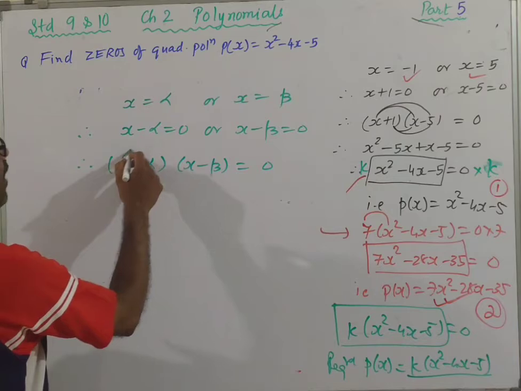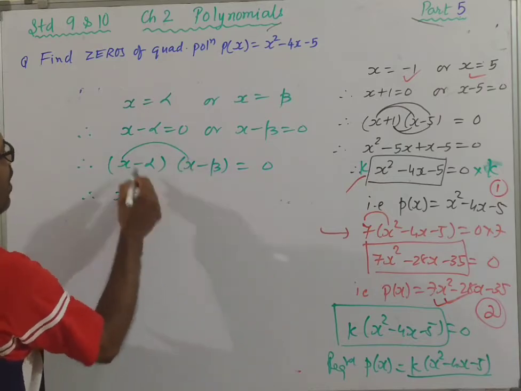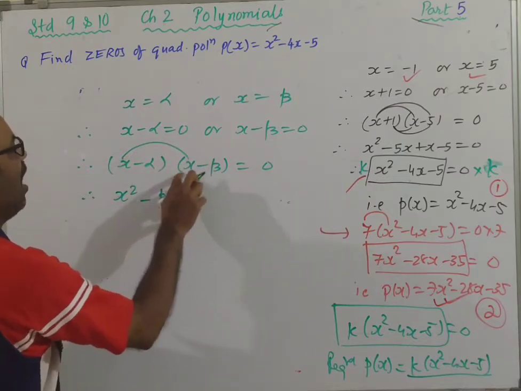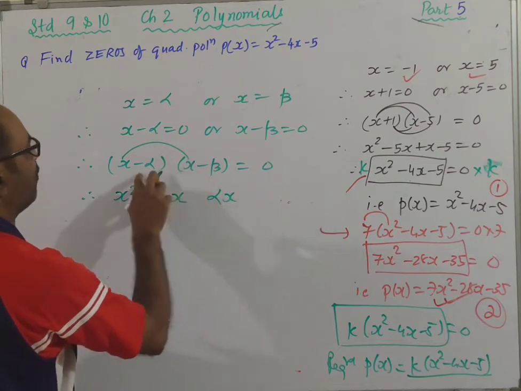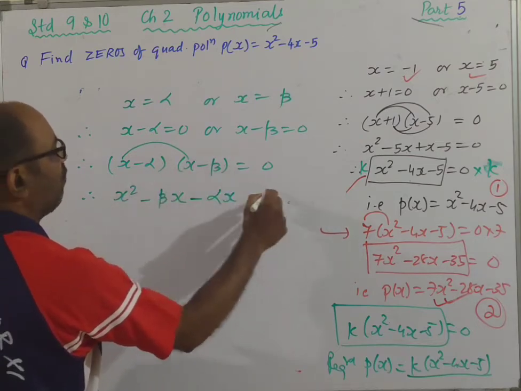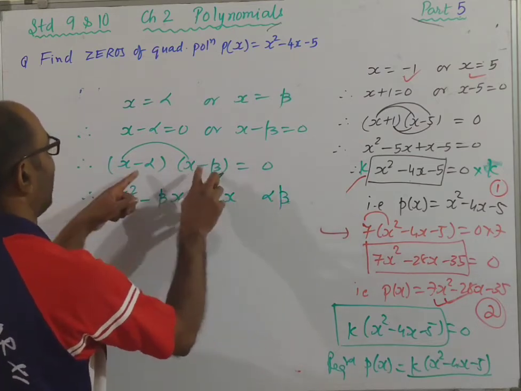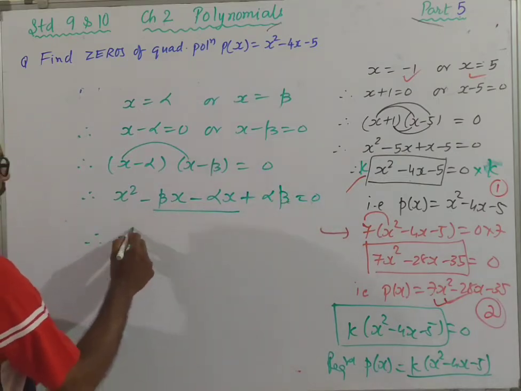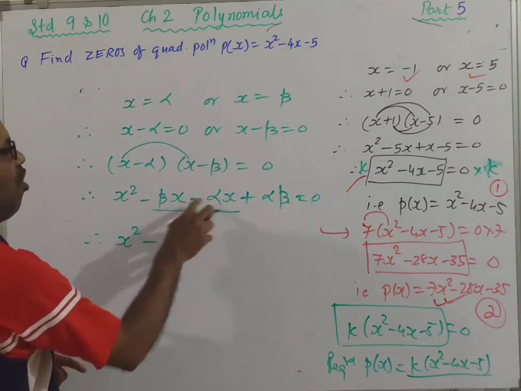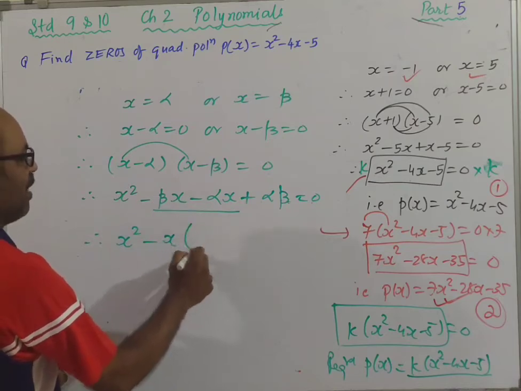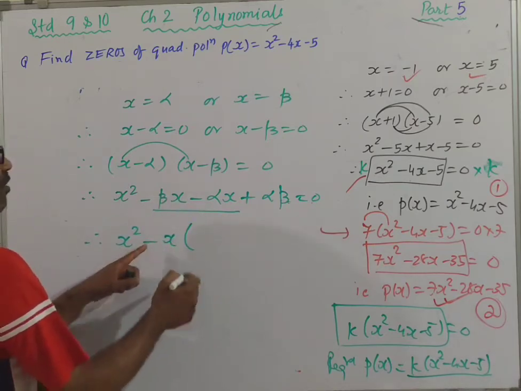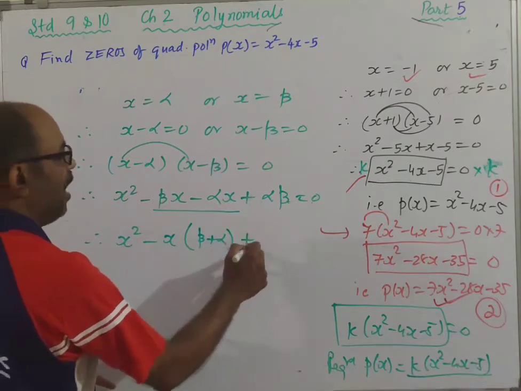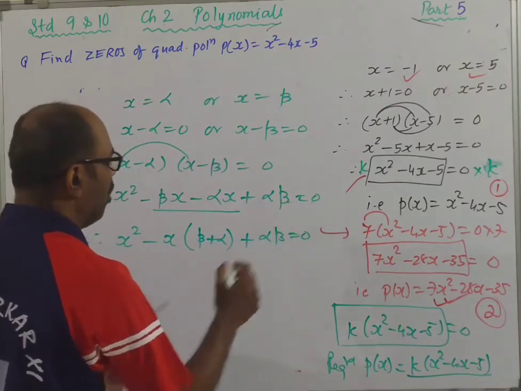Let's expand this. x into x, x square. x into beta, beta x with different signs, minus. Alpha into x, alpha x with different signs, minus. Alpha into beta, alpha beta, same sign, plus, equal to 0. These are like terms. Therefore x square minus, what is common? x. So in the bracket the sign will change because of minus. Beta plus alpha, into beta equal to 0.